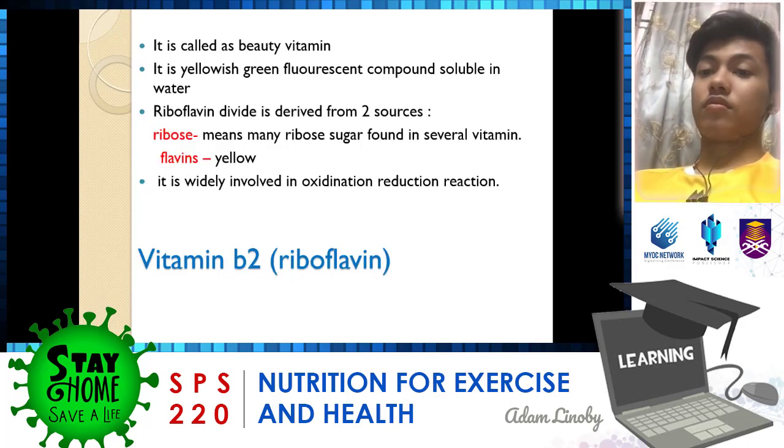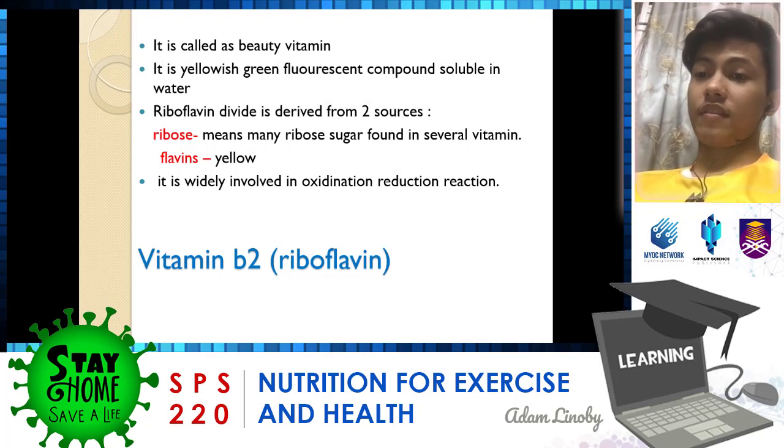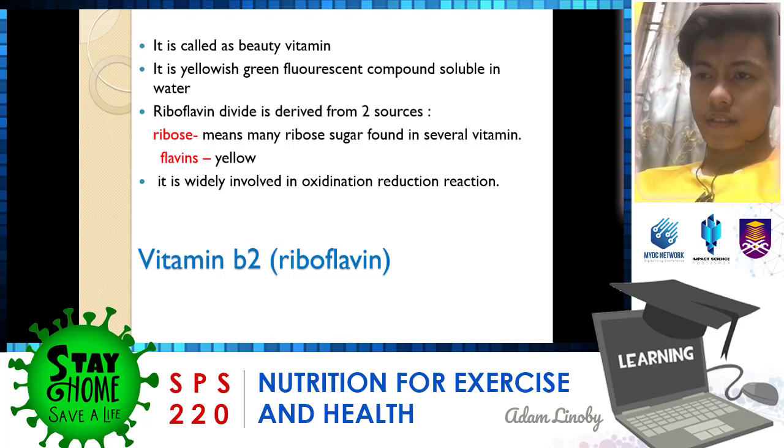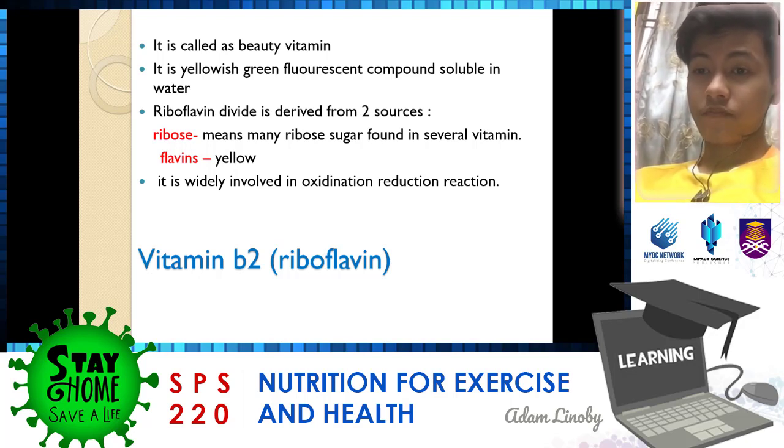Okay, next we go to vitamin B2, which we call riboflavin. It is called a beauty vitamin. Many women take this vitamin to make their face and body pretty. It is a yellowish green fluorescent compound soluble in water. Riboflavin is derived from two sources.